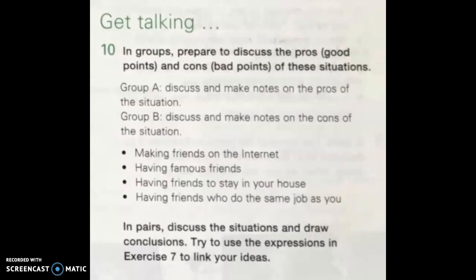Now they've done some controlled practice, it's time for some freer practice. So this is a nice activity where they need to discuss the pros and cons of different situations using the target language, the linking phrases, okay? So they need to be put into two groups, Group A and B. Group A are going to discuss and make notes on the pros of the situation, four situations here, and Group B are going to discuss and make notes on the cons of the situation.